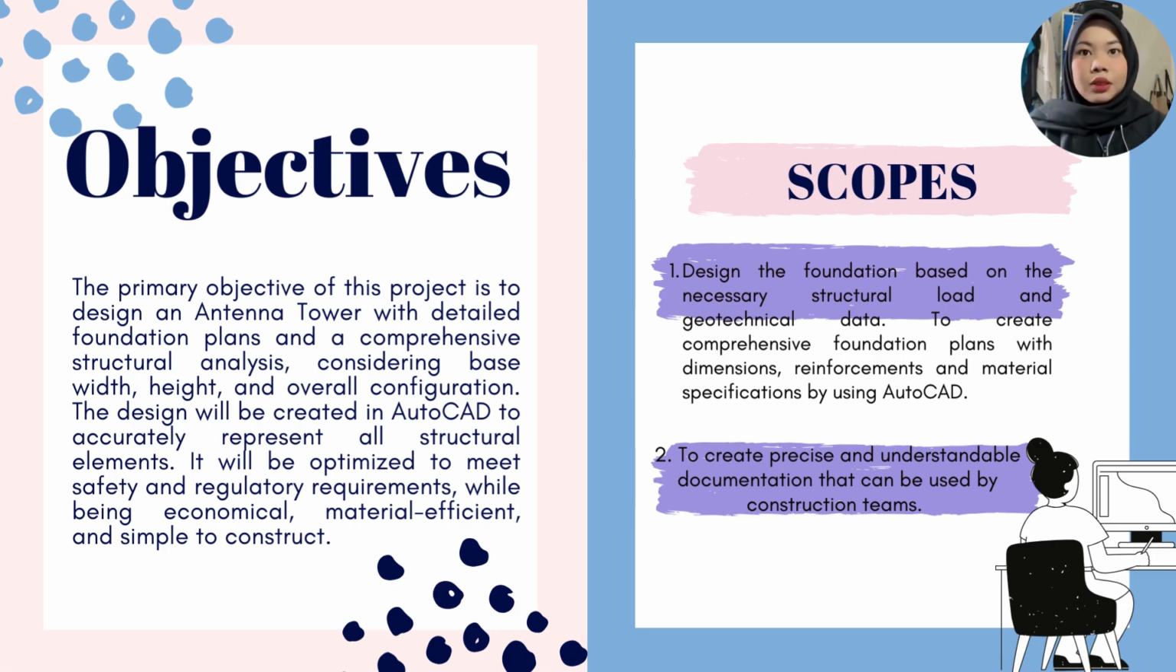Objectives and scope. The primary objective of this project is to design an antenna tower, including detailed foundation plans, and to perform a comprehensive analysis of the structure. The design process will consider the following basic parameters: the base width of the tower, the height of the tower, and the overall configuration of the tower. First is to design a detailed antenna tower by using AutoCAD that ensures accurate representation of all structural elements. And second, to optimize the design to meet safety and regulatory requirements while being as economical, as material efficient, and as simple to construct as possible.